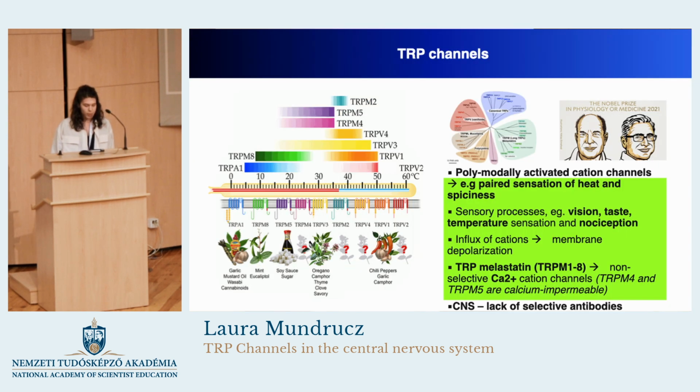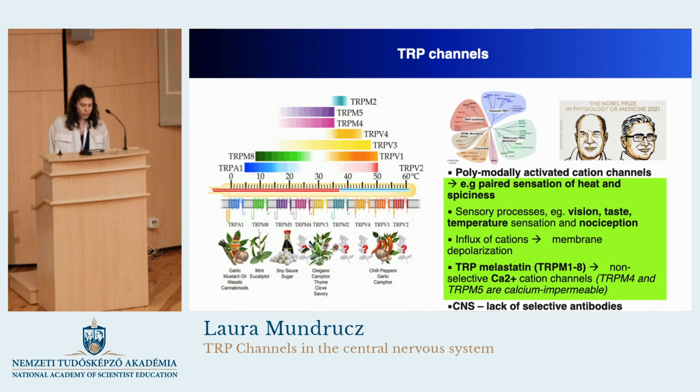So first, let's talk a little bit about TRP channels in general, what they are. They are polymodally activated cation channels, meaning that they have a set of adequate stimuli that might activate them. One good example of that would be the paired sensation of heat and spiciness. I'm pretty sure most of you have already experienced this: whenever we eat something spicy, we automatically detect it as if it was hot too. And that is because it's the same ion channel that transmits information concerning both, namely the TRPV1 channel. So clearly, these channels are crucial for sensory processes such as vision, taste, temperature sensation, and nociception.